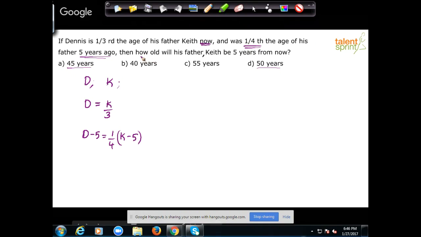What is he asking us to find out? How old will his father be 5 years from now? So basically two equations and two variables. D and K are the two variables. Can you solve for these two equations? Yes, you can. What do we have to find out? You have to find out K's age 5 years from now, which means K plus 5. Remember, K here is the present age of K. You have to find out the age after 5 years. So K plus 5 equals what is the question.